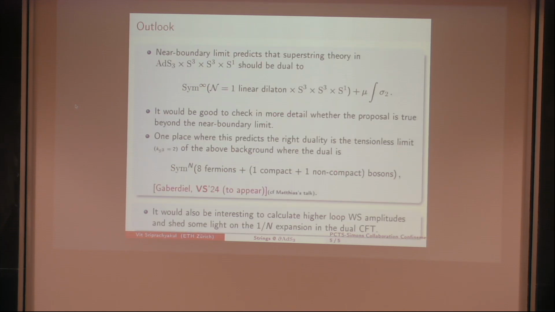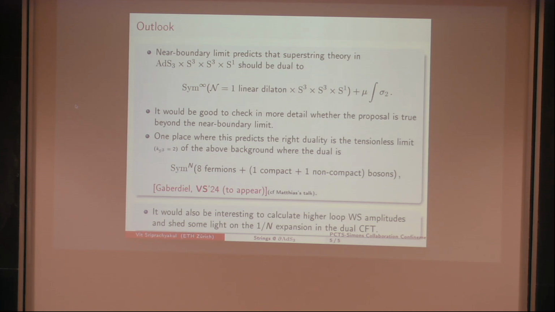All right, so let me finish by giving you some outlook. As I said in the last slide, because this proposal is completely generic, we can plug in some interesting compactifications. In this case, I plug in X equals S3 times S3 times S1. And then the near boundary limit predicts that the GCFT in this case is given by this deformed symmetric orbifold.